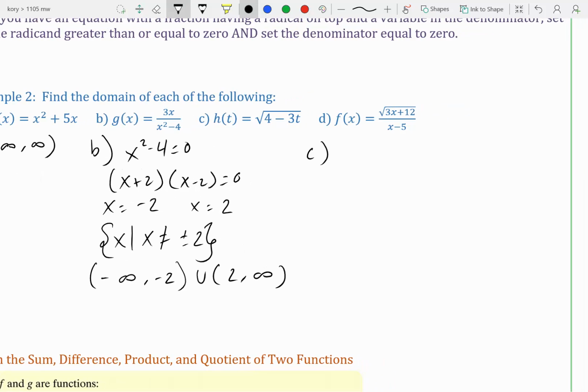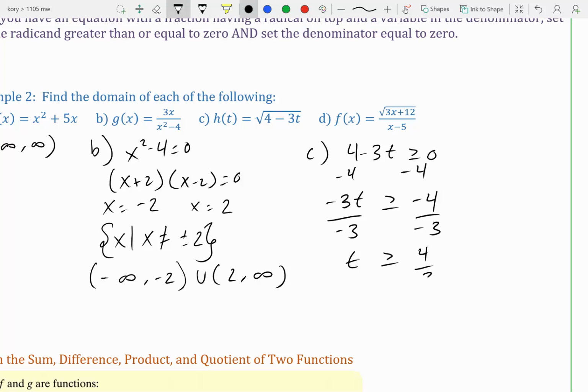Alright, part C is just a radical. So what we're going to do is set the inside greater than or equal to 0 because you can't have a negative number. Negative numbers inside a radical produce imaginary numbers. So from here, we're just going to solve for t. We're going to subtract 4 from both sides. Negative 3t is greater than or equal to negative 4. Divide by negative 3. So we get t is greater than or equal to 4 over 3.